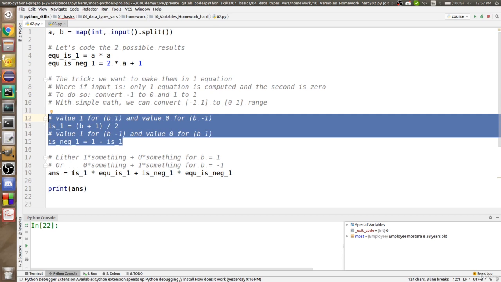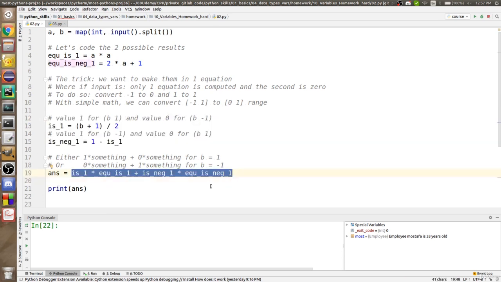Now, let's write all of them in a single equation here. What I'm writing here is one term for the input 1 and another for the input negative 1. If it is 1, then this is 1, and we will use this term only, and this would be 0, so all of this term now will be cancelled. On the other side, if it is negative 1, then the term will be computed, and this one will be 0, so it will be cancelled.